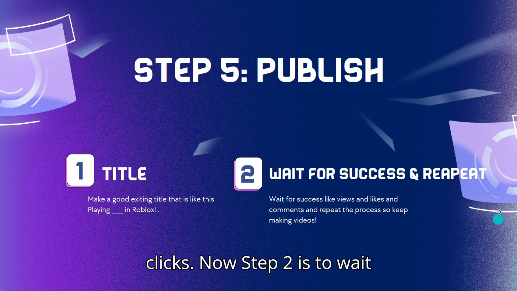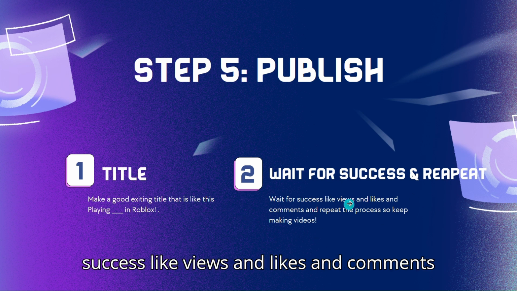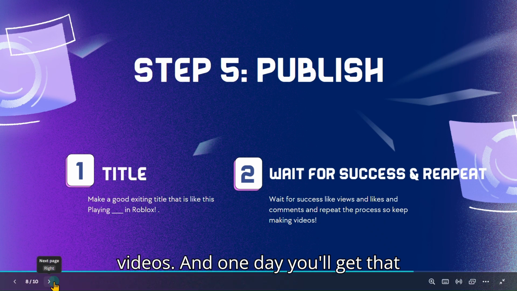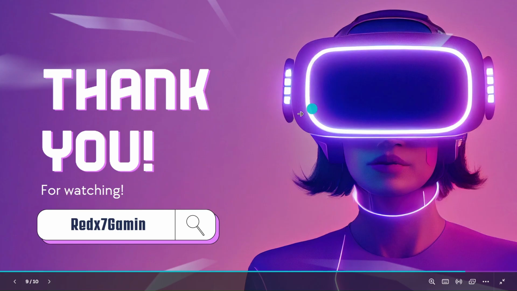Now, step 2 is to wait for success and repeat. Wait for success like views and likes and comments, and repeat the process. So keep making videos! And one day you'll get that 100 subscribers you've been waiting for.